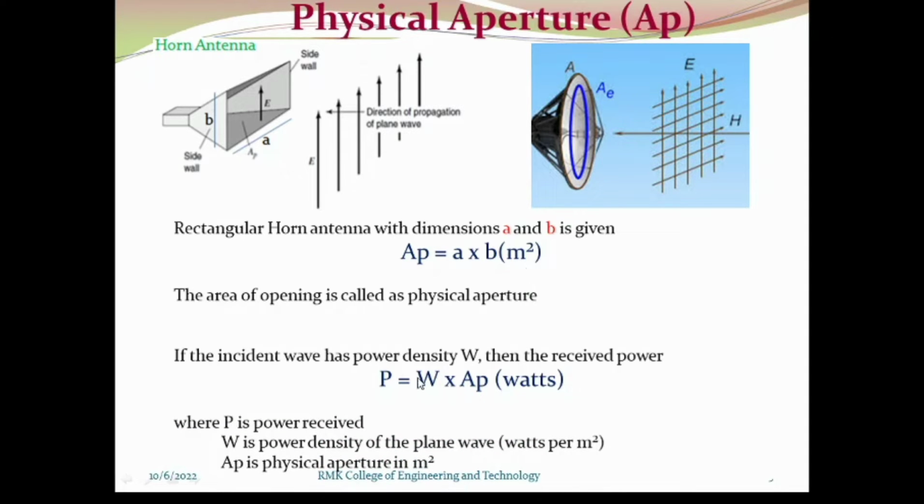The received power can be calculated by taking the power density W multiplied by the physical aperture of the antenna. So received power depends on the power density multiplied with the aperture of the antenna system, right?